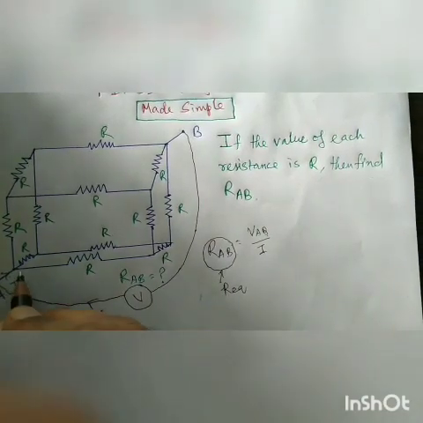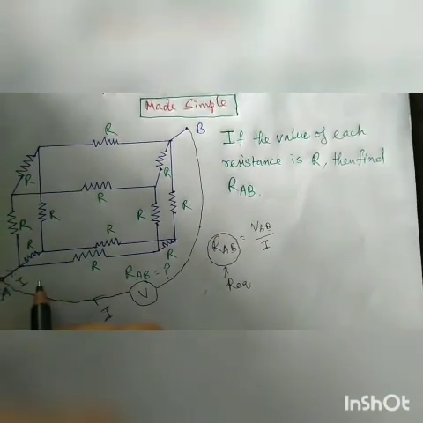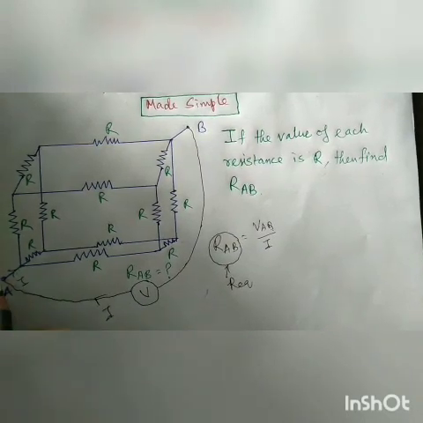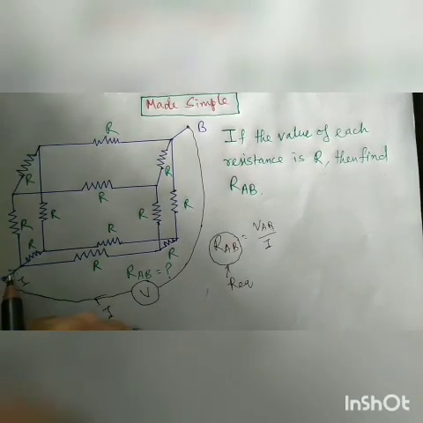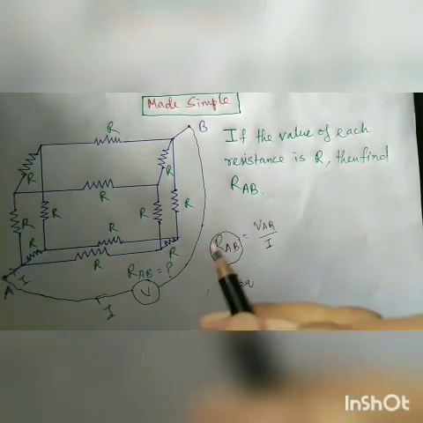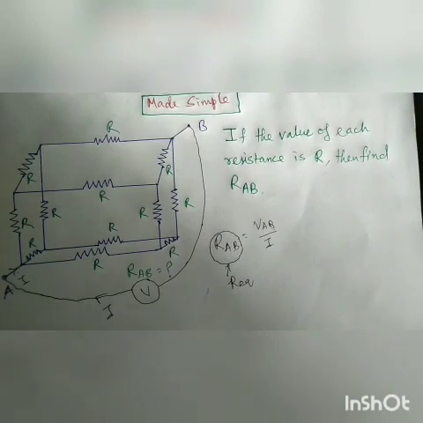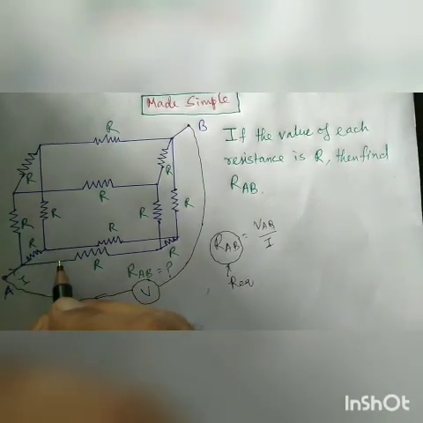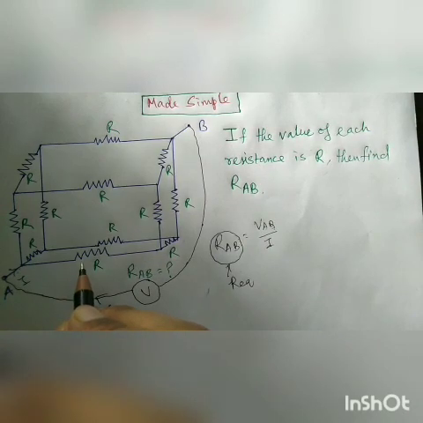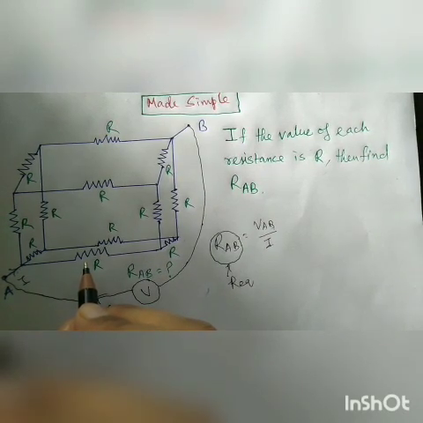Now if we analyze, we will find one thing: from this terminal the current I is coming to this terminal, which is connected to A, and from this A terminal the current gets divided into three parts. Now, is this current going to divide equally or not? That we have to see. And how can we see that? We have to check the symmetry.